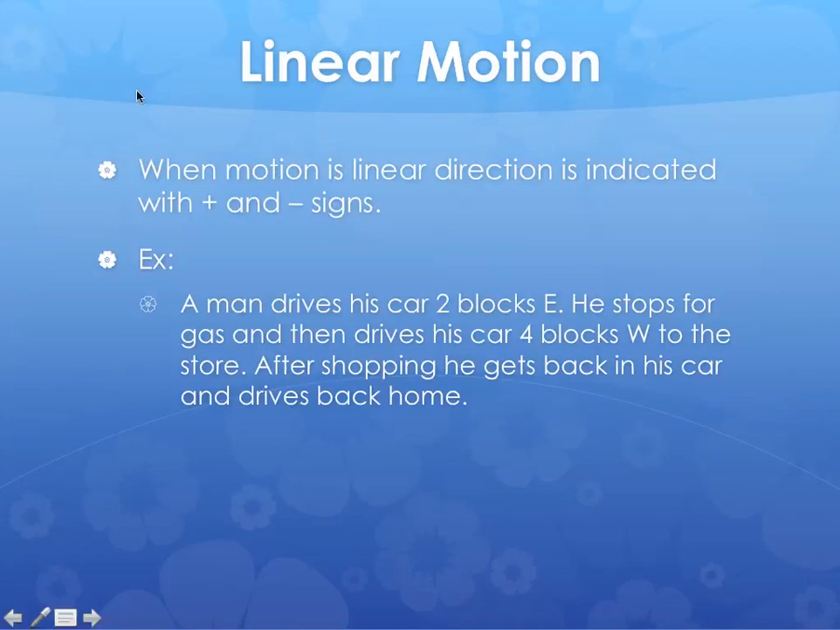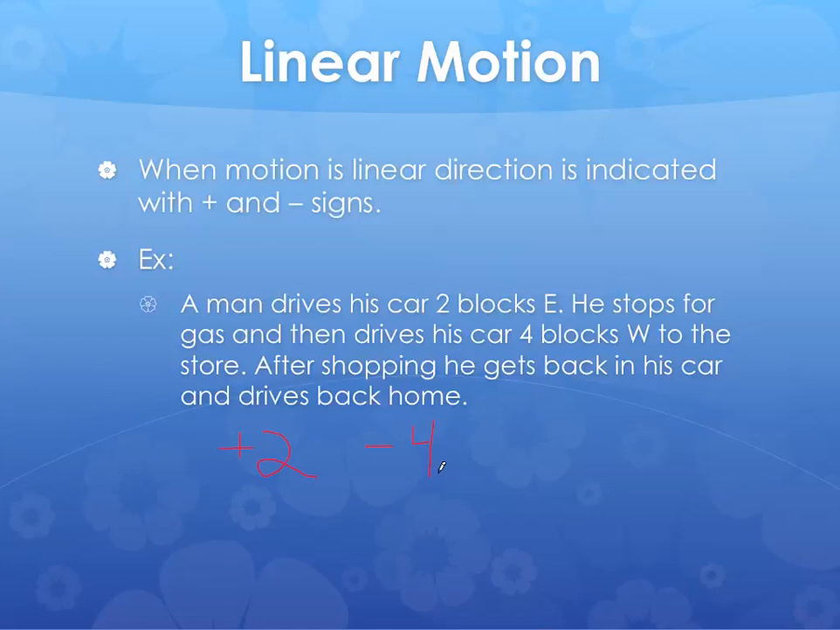When motion is linear, you can indicate the direction for your displacement with positive and negative signs. So in this example, we have a man who drives his car 2 blocks east. And let's just say east is positive. So we have positive 2 blocks east. He stops for gas and then drives his car 4 blocks west. So that would be negative 4.